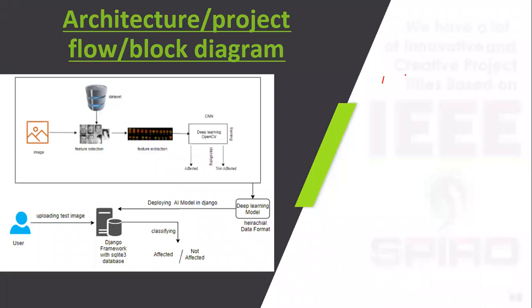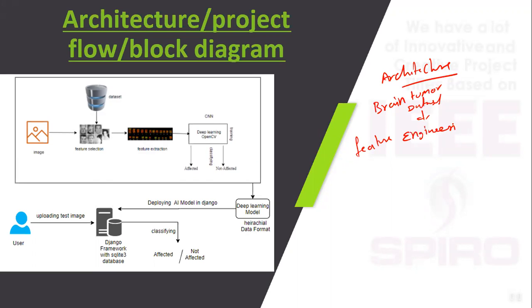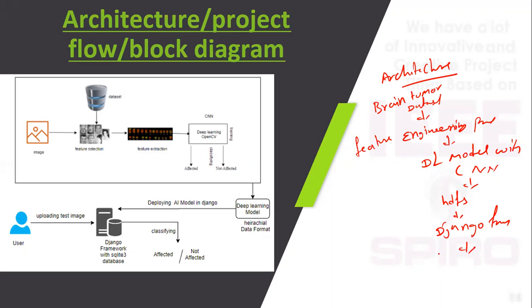Architecture. First of all, we take the brain tumor dataset. Then the feature engineering process. After feature engineering, we train the deep learning model with CNN. After training this model, we save it in HDF5 format, and we deploy this format in the Django framework. After deploying it, we classify through the localhost web application whether the brain is affected by a tumor or not.